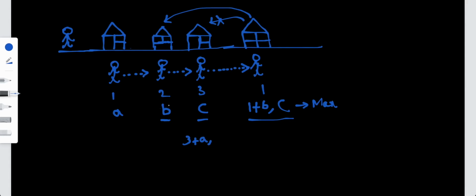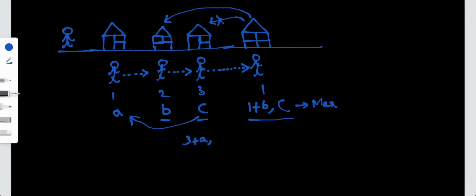So the maximum amount of money that I could get will be the maximum of either I rob this house, which in this case is 3, and then I'll add A because I cannot rob house number 2, or I choose to not rob house number 3.